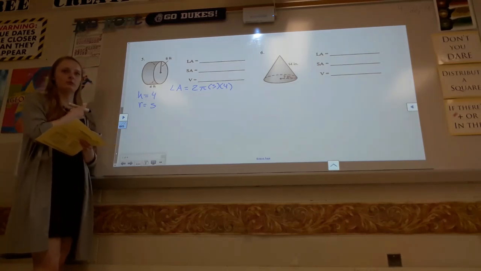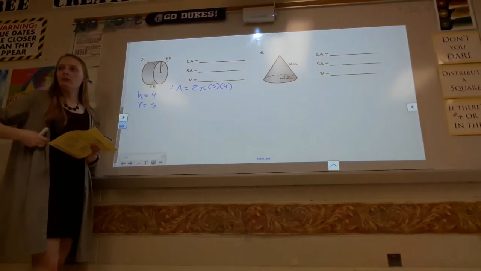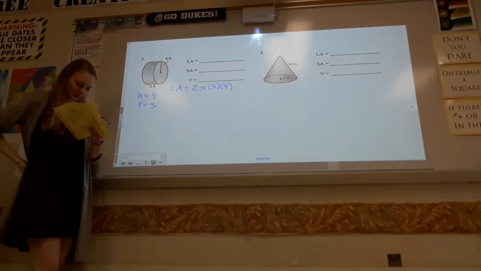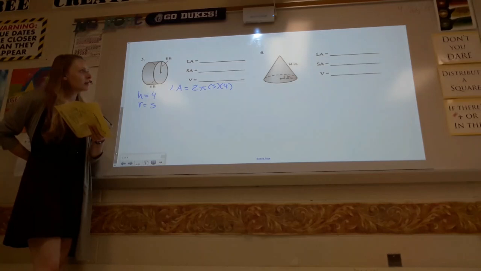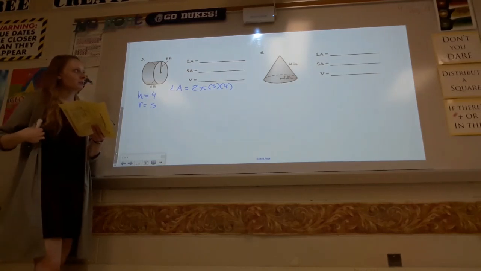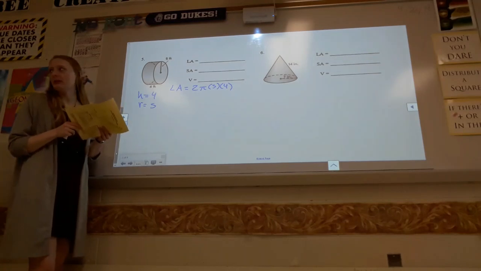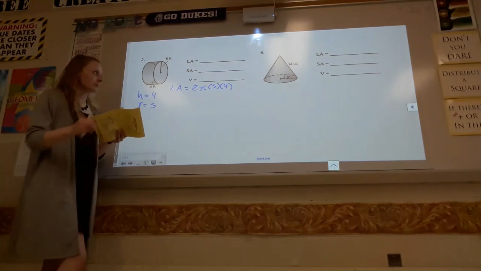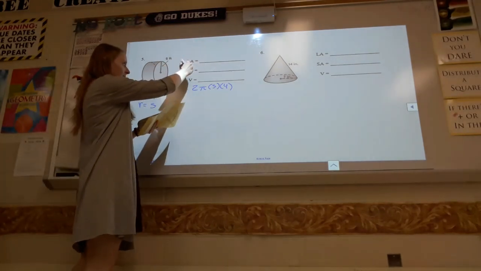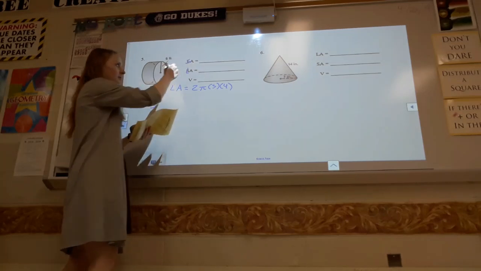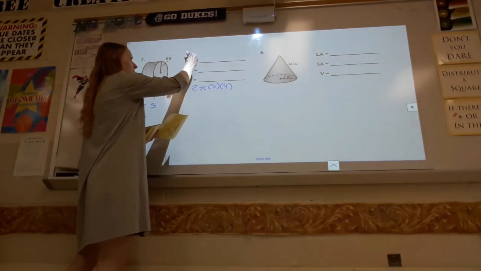In terms of pi. Oh, you have it. Sorry? Surface area. Oh, really? That's odd. Sorry. We're going to start with lateral area. What would it be? Yep. Alright, so you guys, it's like this? That's what it looks like? Sorry, I didn't realize that had happened.